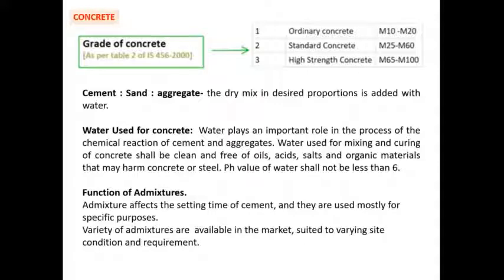So admixtures basically are chemicals which give you the desired effect, and it's a variety of chemicals. ठीक है, admixture कोई एक chemical नहीं होता, it's a variety of chemicals which are added depending on the purpose. Okay, so a variety of admixtures are available in the market suited to the varying conditions of the site.